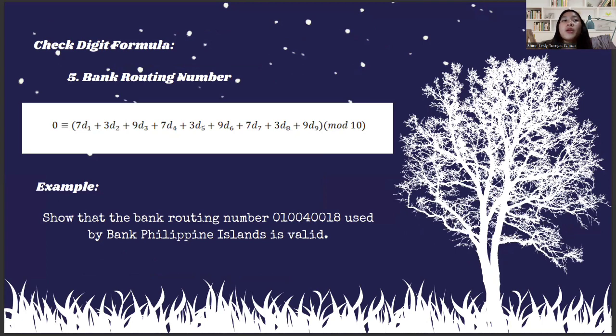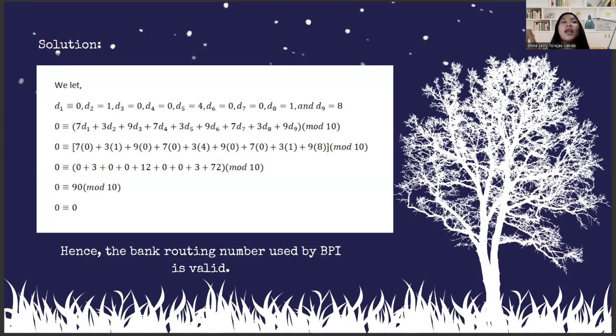The formula is different from what we have earlier. Instead of D with a subscript, the result is 0. We are going to test if the number is divisible by 10. Say for example, show that the bank routing number used by BPI is valid. The bank number is 0100400018. We will apply the formula. Same process again.